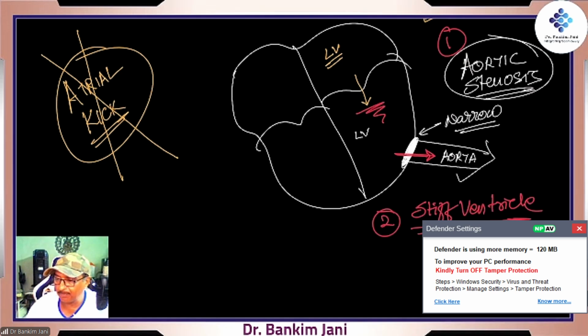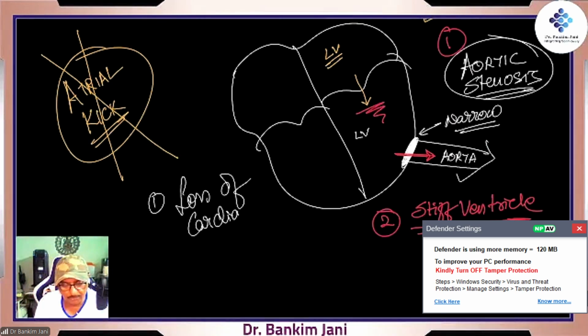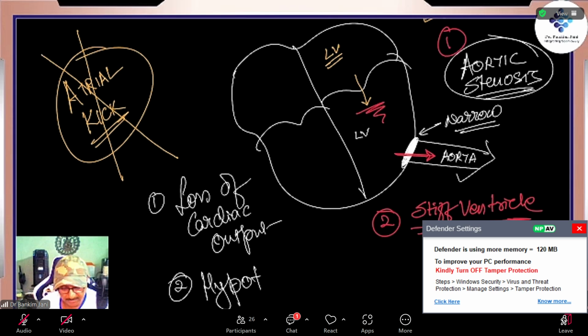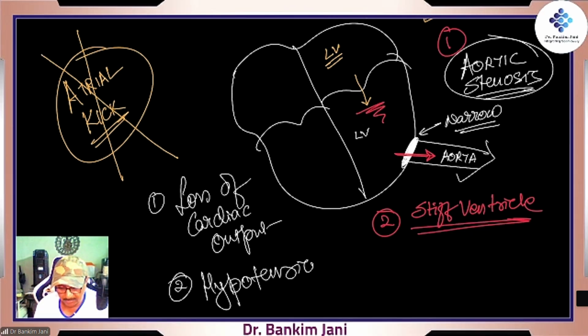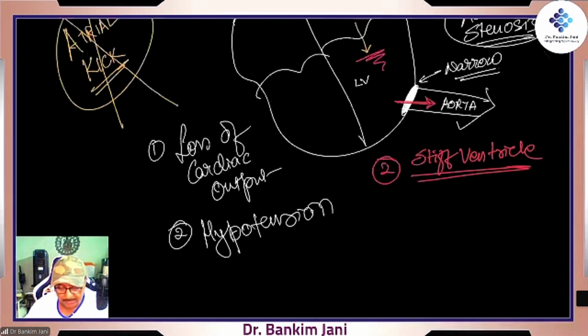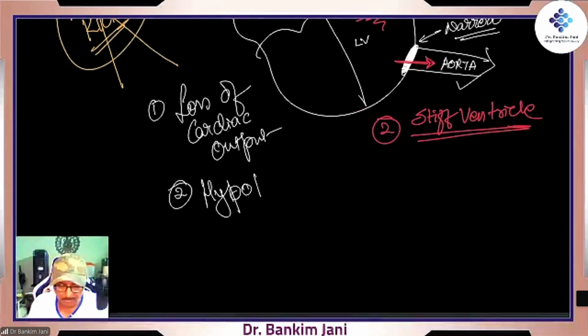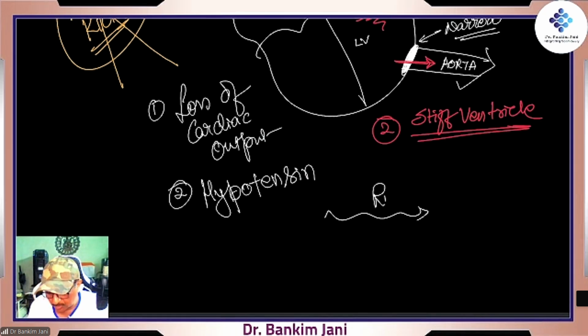What will it lead to? It will lead to two things. One, there would be loss of cardiac output. Correct? Makes sense? Loss of cardiac output. And when there is less blood in the circulation, blood pressure will decrease, so there would be hypotension. Correct? And when such a person tries to run, the demand is increasing, cardiac output is less, and the person will faint.